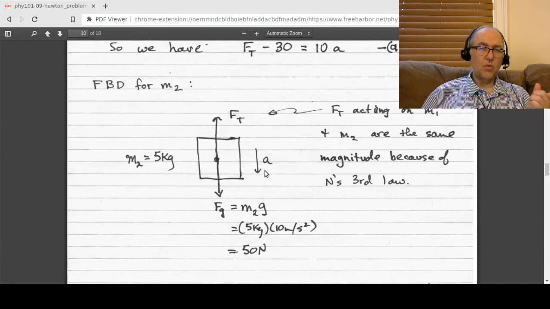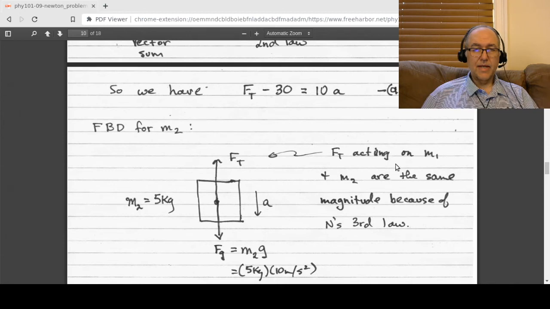Now, why didn't I write FT1 and FT2? Why is it the same tension? The reason is, as I have written here, the tension acting on M1 and M2 are the same in magnitude because of Newton's third law. Now the direction is kind of messed up because of the pulley business, but the magnitudes are the same. So don't write FT1 and FT2. They're really the same FT. Because M2 is pulling on M1 through the string, and M1 is pulling on M2 through the string, the magnitude of the tension in the string at M1 and M2 are the same. That is Newton's third law.